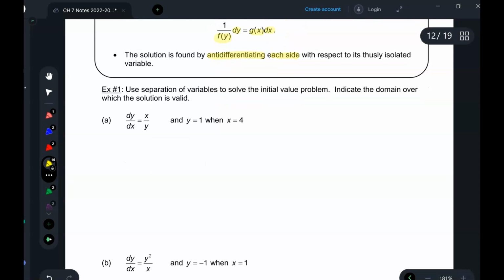Okay, so this is a review lesson from last year, so feel free to pause it and just try the problems on your own, fast forward, whatever works for you.